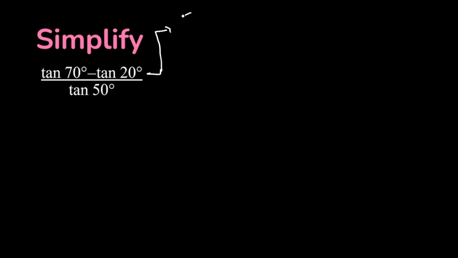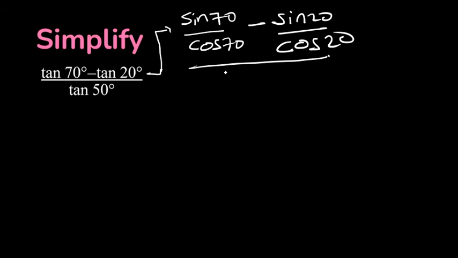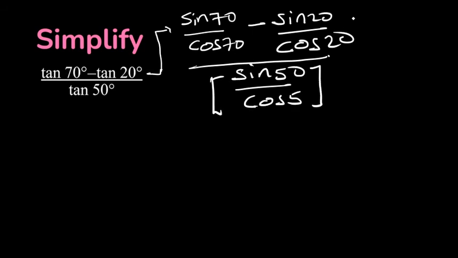tan 70 is the same as sine 70 over cosine 70 minus, again tan 20 is the same as sine 20 over cos 20, the whole over. Tan 50 is the same as again sine 50 over cosine 50. You know, tangent means sine over cosine, don't forget that.